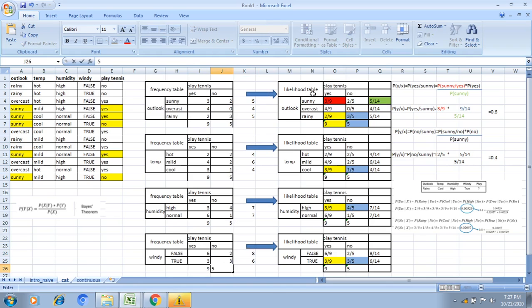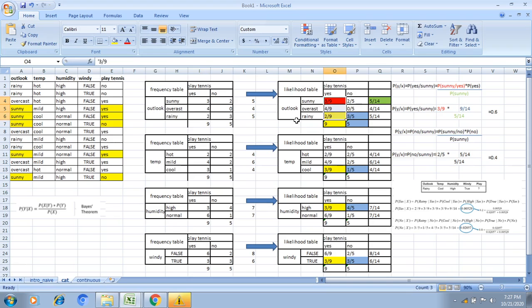Now we'll calculate the likelihood table from the frequency table. Here we already know the outlook contains 3 values, and I get 3 by 9 like this. Out of sunny, it contains 3 yes out of 9. If I calculate for yes, that's why I'm dividing by 9: 3 divided by 9, 4 divided by 9, 2 divided by 9. That's how I got this table.